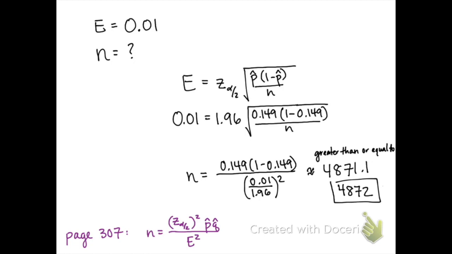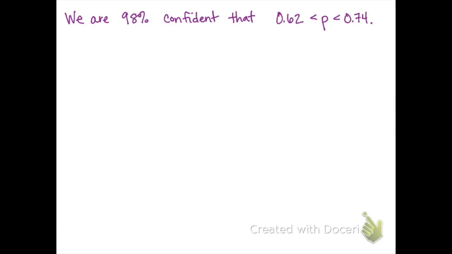This formula introduces the value of q hat, but q hat is just the quantity 1 minus p hat. They're the same thing. And finally, let's suppose that we were given the confidence interval values, but then required to work backwards to find the value of the sample proportion and the margin of error.